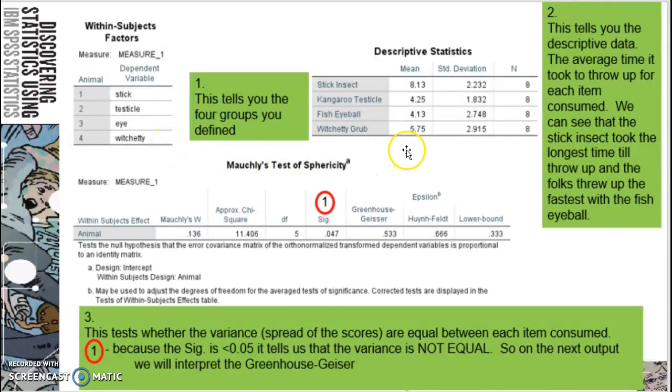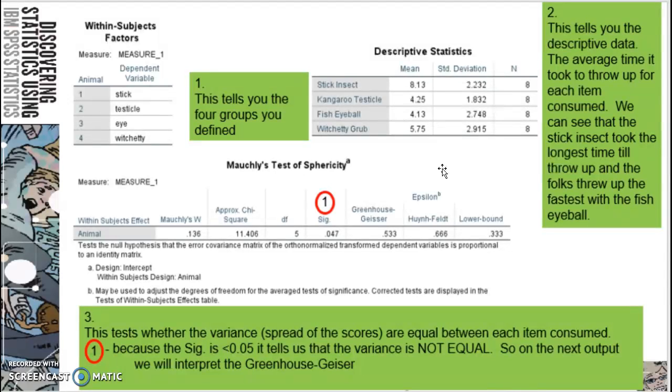The second table that you get is your descriptives table. Remember, this is the average time it took for them to throw up. So 8.13, 4.25, 4.13, and 5.75. The thing to notice here is the stick insect took the longest time for them to throw up, right? And the fish eyeball was the fastest time for them to throw up.